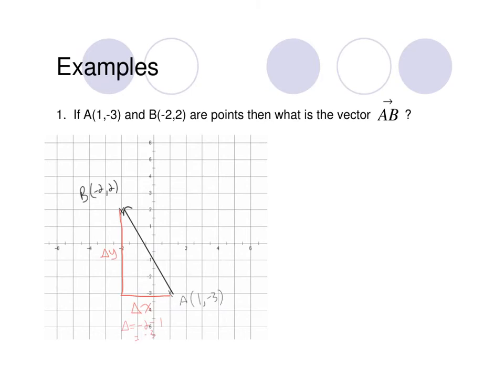And then delta y, because we're going from A to B again, is 2 minus -3, which gives us 5. So if we were to draw a vector with the same direction and magnitude as AB, but this time make it a position vector, it would start at the origin, and its terminal point, or its tip, would be at -3, 5.